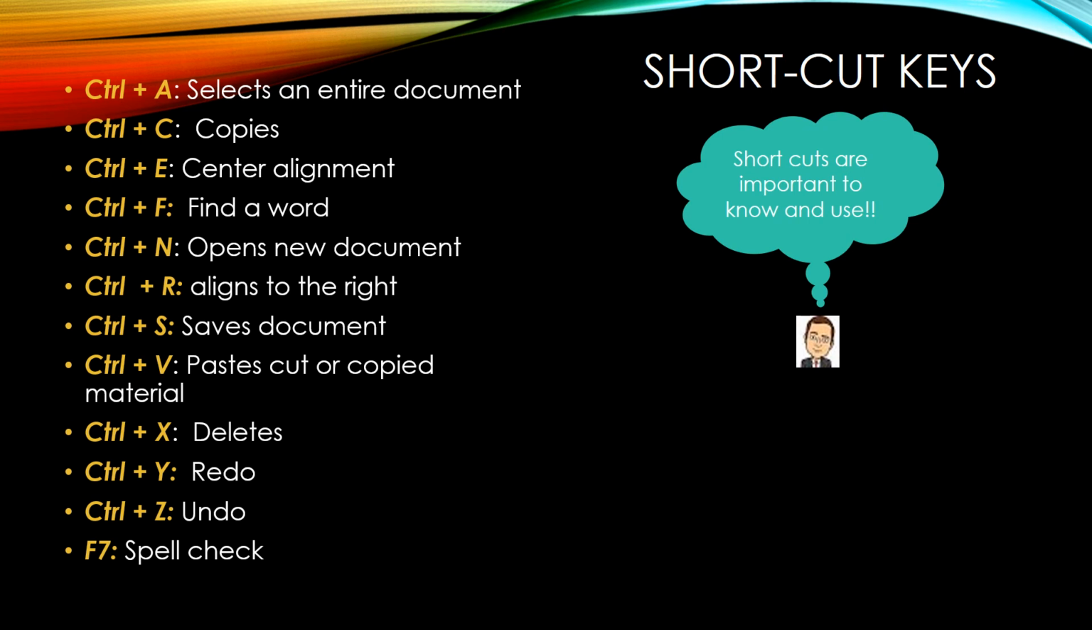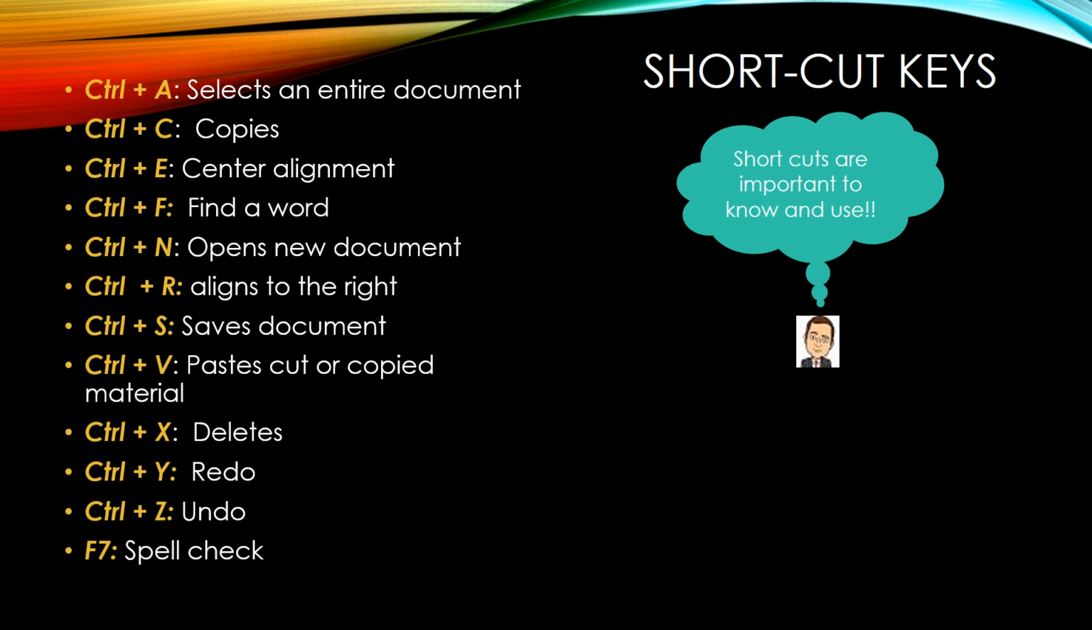Control R aligns to the right horizontally. Control S saves a document. Control V pastes cut or copied material. Control X deletes.